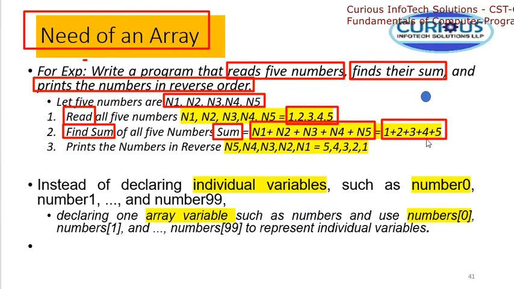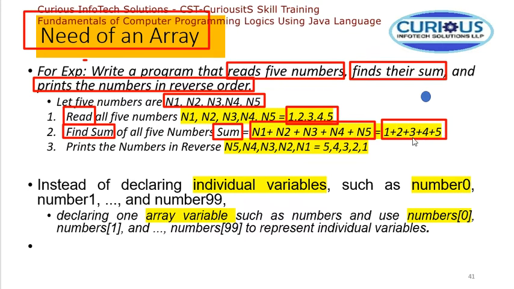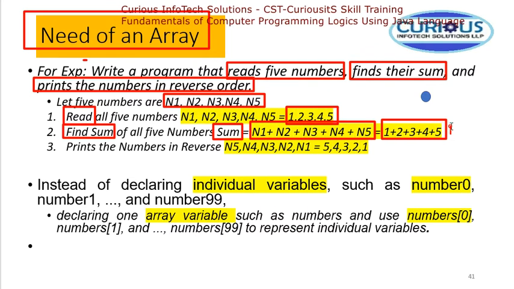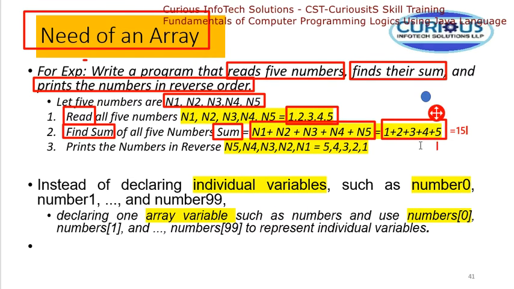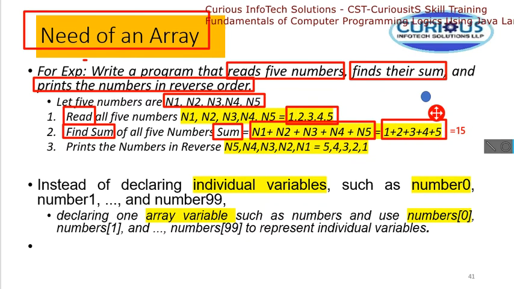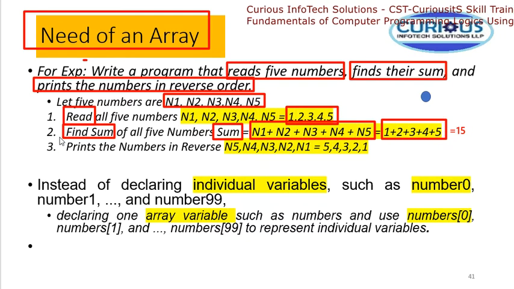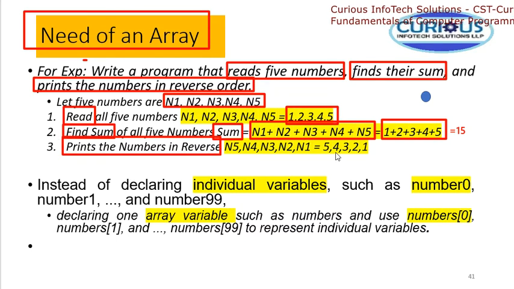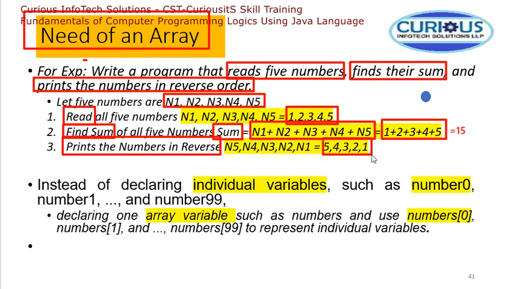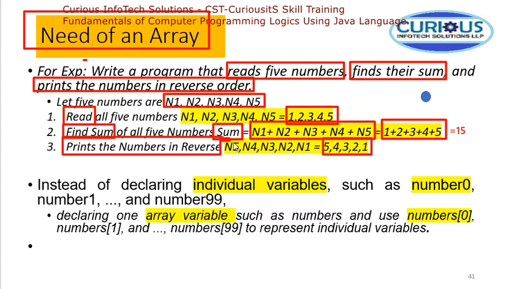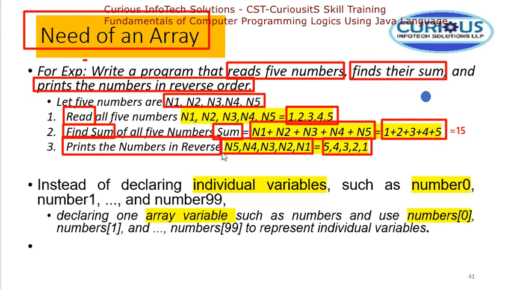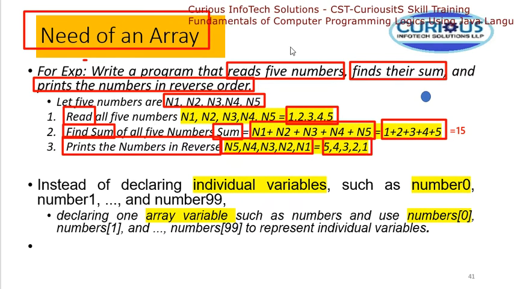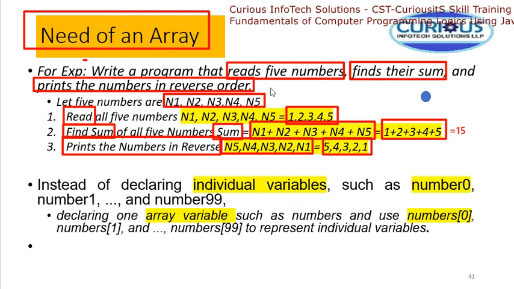That is, 5 plus 4 is 9, 9 plus 3 is 12, 14 and 15. So you should get here 15 as a sum. Okay. Now after that we have also a last important output, that is to print the numbers in reverse order. So I should get the output 5 4 3 2 1 in reverse order. So I have to arrange all variables in this way, like n5 n4 n3 n2 n1. Okay. So think over it कि here only 5 numbers are there.